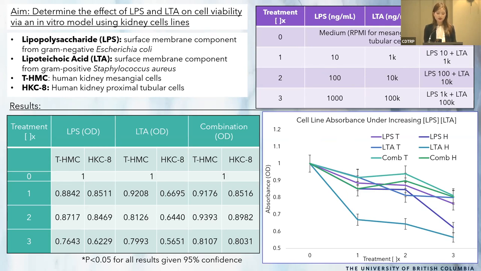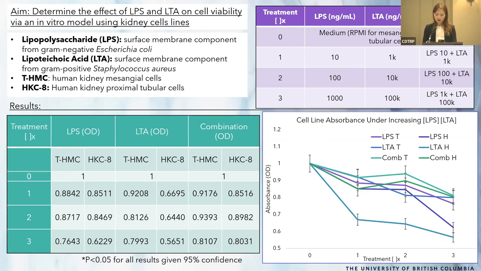Finally, we found that tubular cell readings fluctuated more compared to mesangial, which is reflective of a higher degree of sensitivity to the treatments. Mesangial cells have been found to exhibit fibroblast characteristics, which may potentially make them more robust and resistant to inflammation.